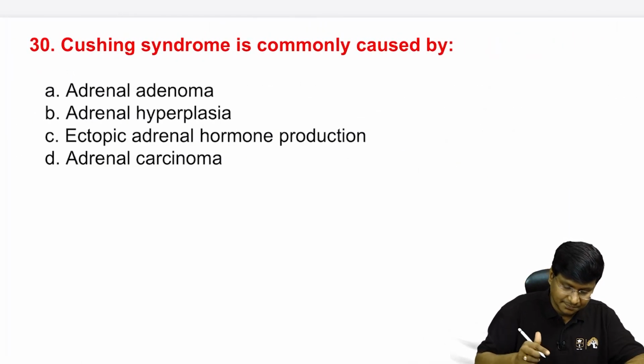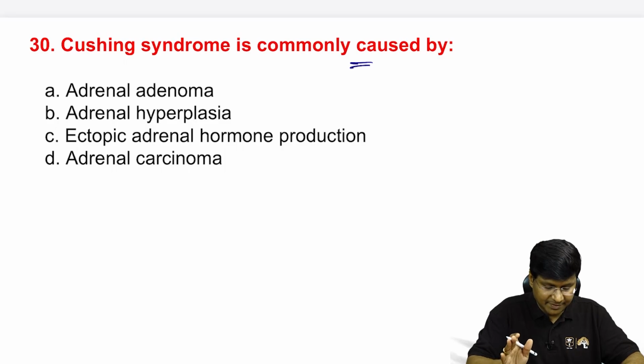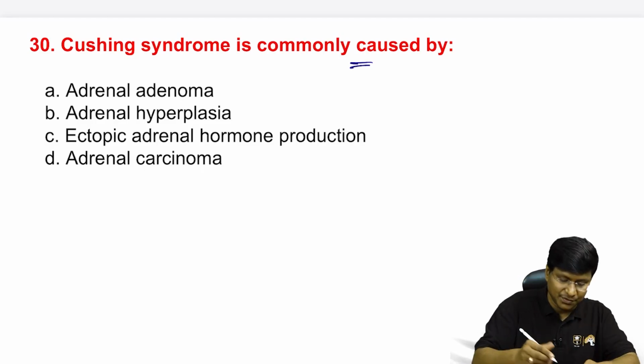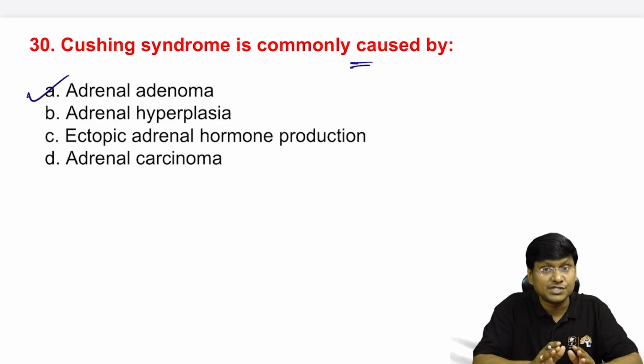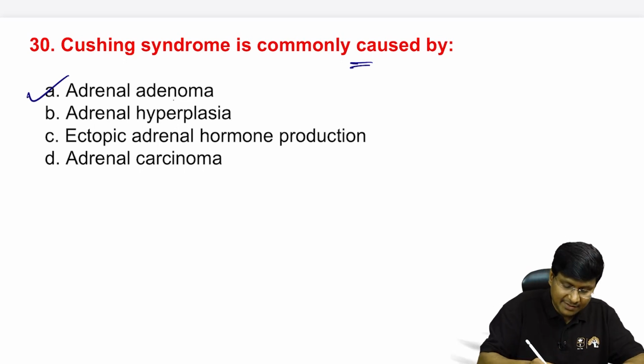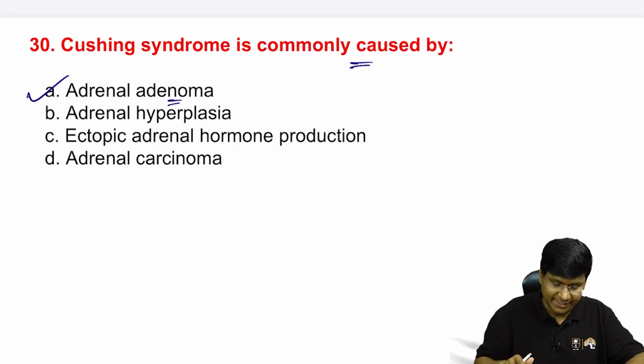Next question. Cushing syndrome is commonly caused by adrenal adenoma, adrenal hyperplasia, ectopic adrenal hormone production, and adrenal carcinoma. As such, Cushing syndrome is caused most commonly by iatrogenic causes, but that is not there in your options. The next most common cause will be pituitary adenoma, even that is not there in your options. And the most common cause of ACTH independent Cushing's will be the adrenal adenoma. So it is commonly caused by adrenal adenoma. Next question.